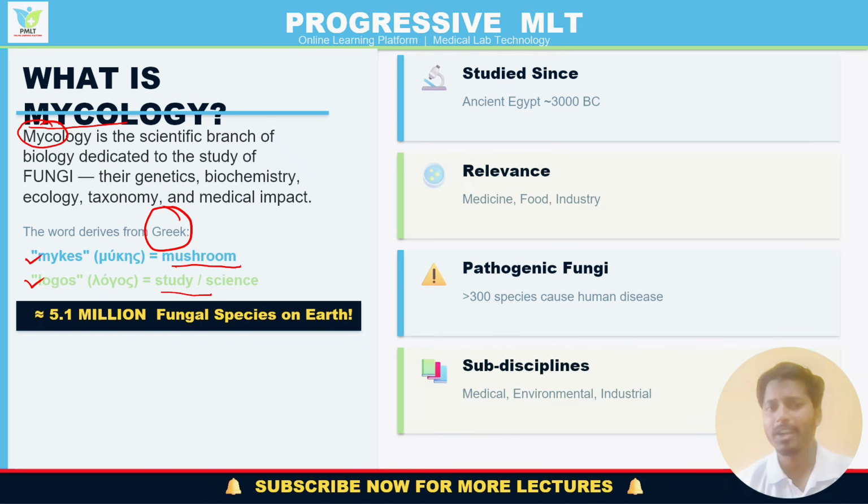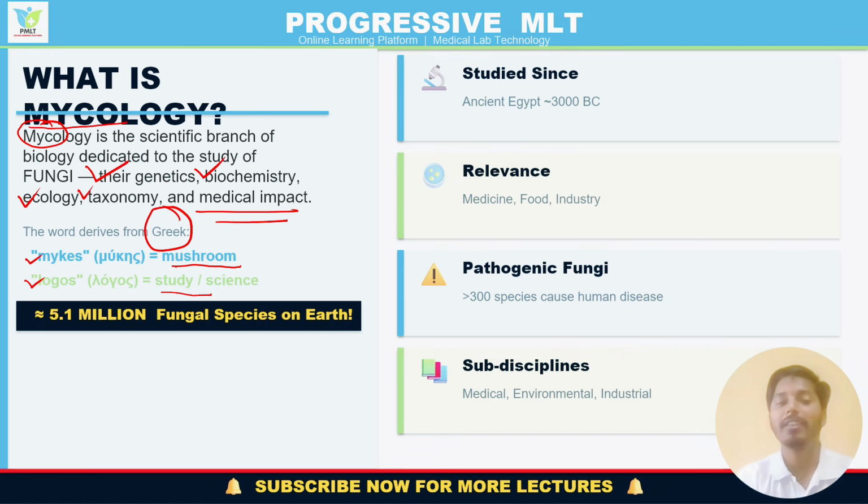What are we going to discuss? Not only the basics of fungus, but also the genetics of fungus. We are going to understand the biochemistry of the fungus, where they belong, their ecology. We are going to understand the genus of the fungus, the family of the fungus, that is taxonomy, and the medical impact. We are going to understand only the medically important fungus. But today we are just taking a very basic overview. After that we will understand the medically important or pathogenic fungus one by one.